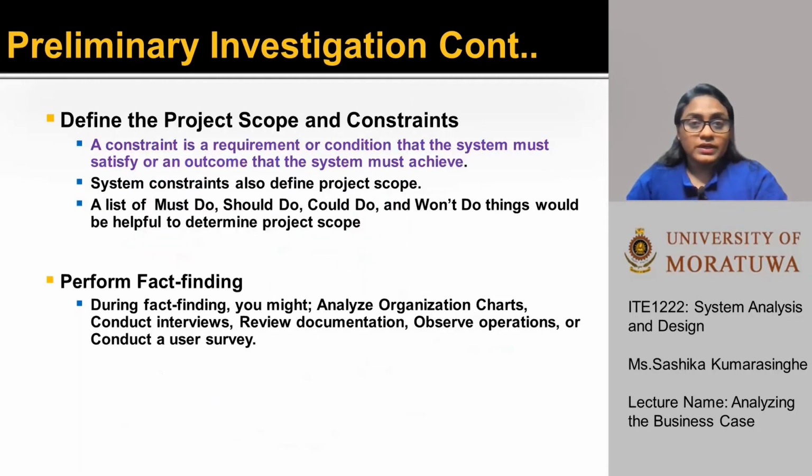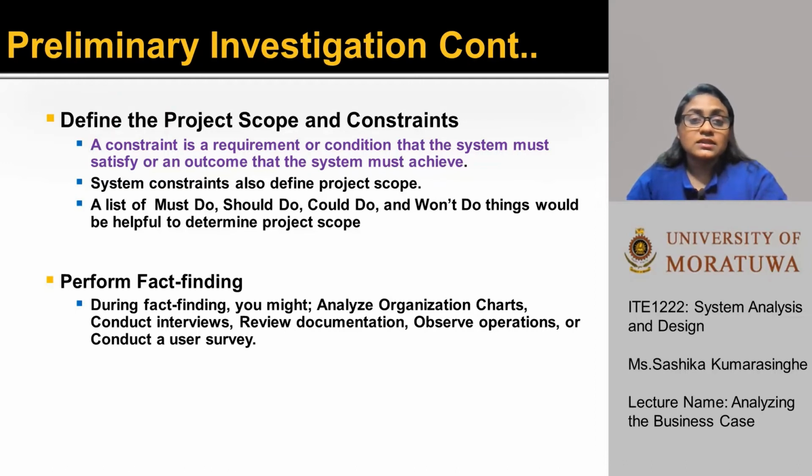The next step is to define the project scope and constraints. Some analysts find it helpful to determine project scope by producing a list of must do, should do, could do, and won't do things. During the systems analysis phase, the list can be further reviewed. When defining the project scope, it is important to identify the project constraints as well.